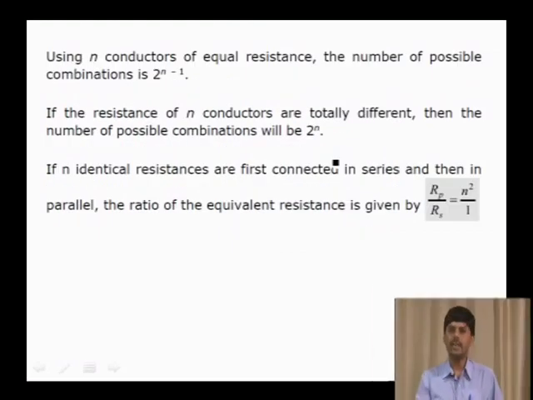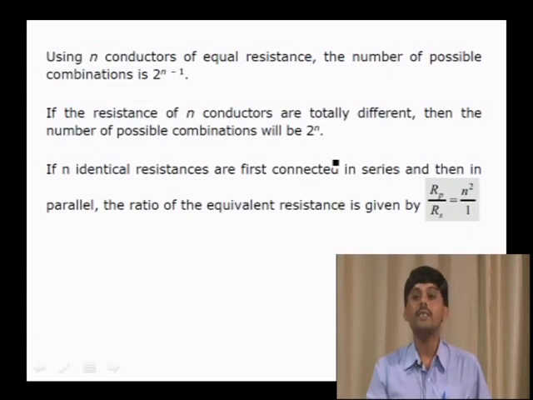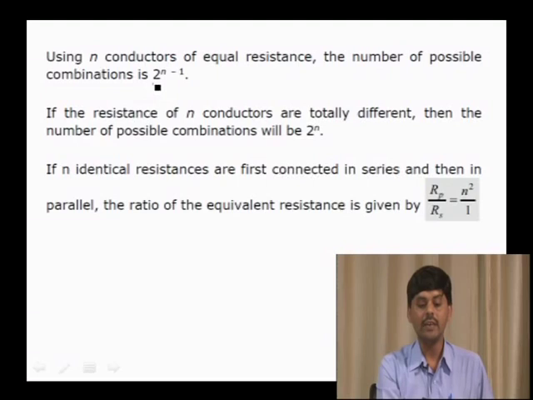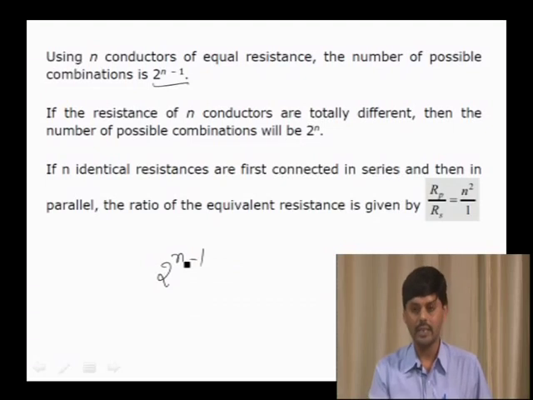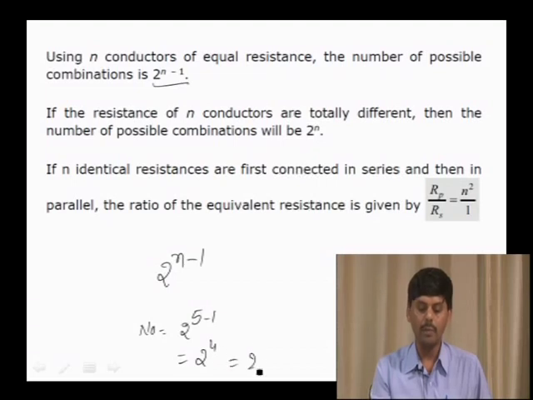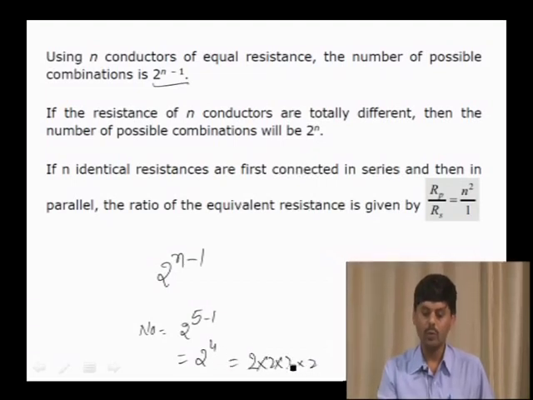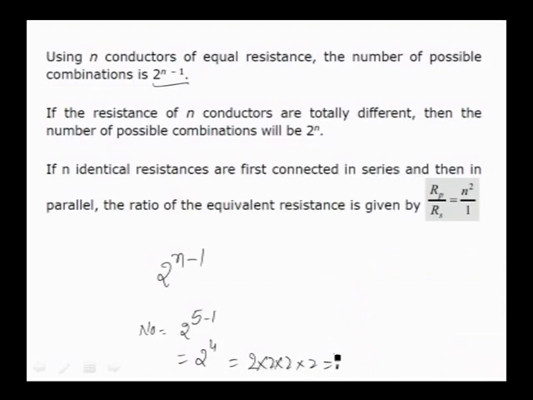Suppose using n conductors of equal resistance, the number of possible combinations we have from this equation is 2 power n minus 1, where n is the number of resistors. Say for example, they were given 5 resistors of equal values. How many combinations, series and parallel, are you going to form? So the number of combinations is equal to 2 power 5 minus 1, which is equal to 2 power 4, that is 2 into 2 into 2 into 2, which is 16 combinations we can obtain. In this way we are going to obtain.